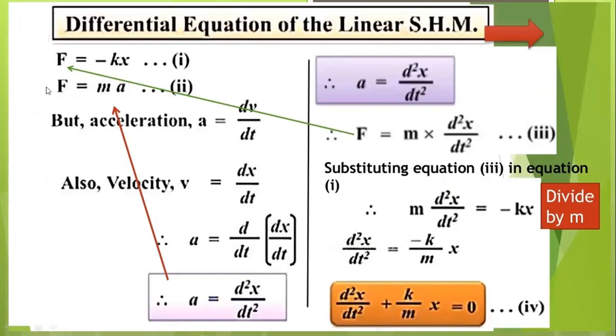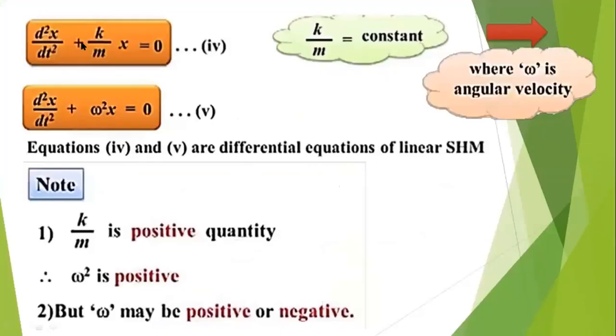Put the value of this force in the equation of linear simple harmonic motion. Simplify it: m d2x upon dt square is equal to minus kx. Divide by m on both sides. We get the equation d2x upon dt square plus k upon m x is equal to 0, and this equation is known as the differential equation of linear simple harmonic motion. Put the value of k upon m as omega square. This omega is the angular frequency. Since k upon m is a positive quantity, omega square is positive. So omega may be positive or negative because it is the angular frequency.